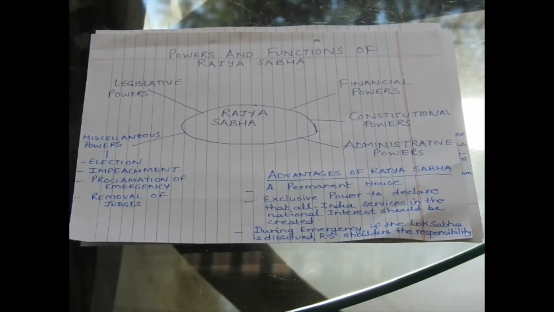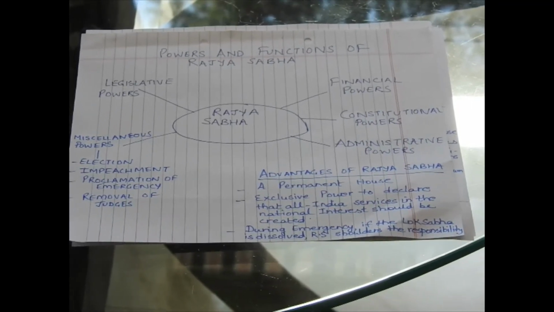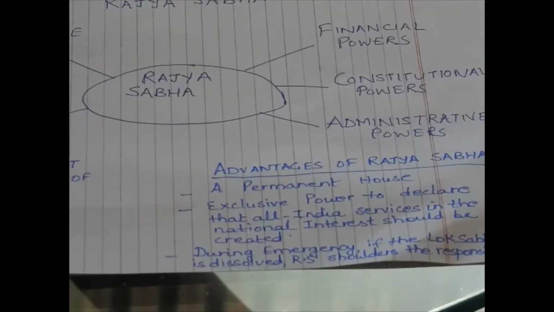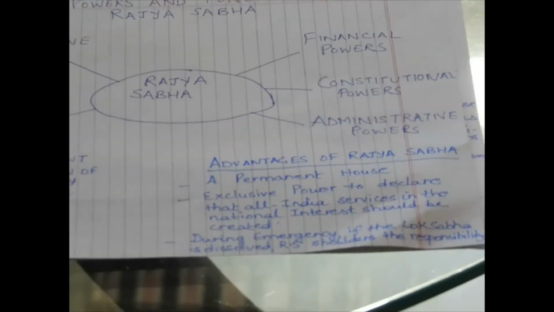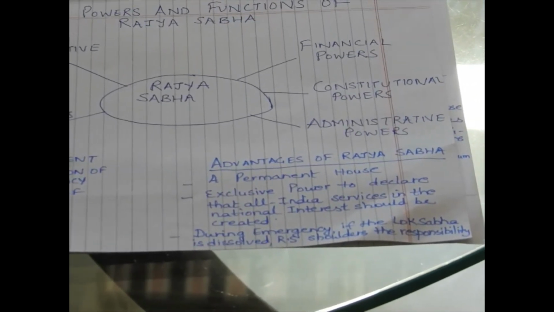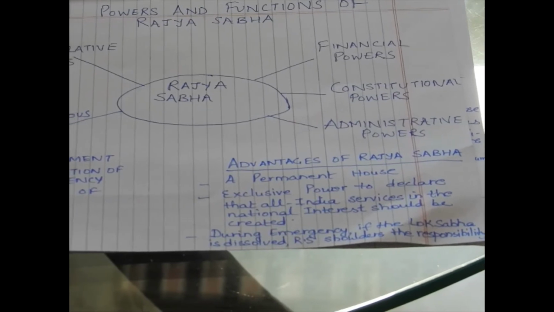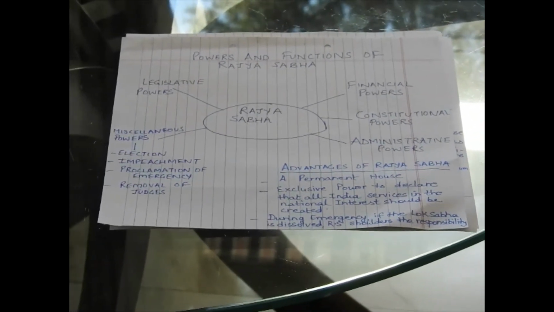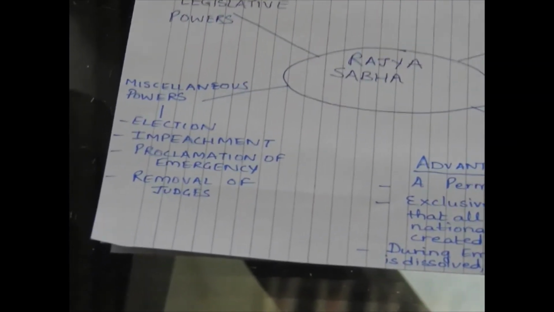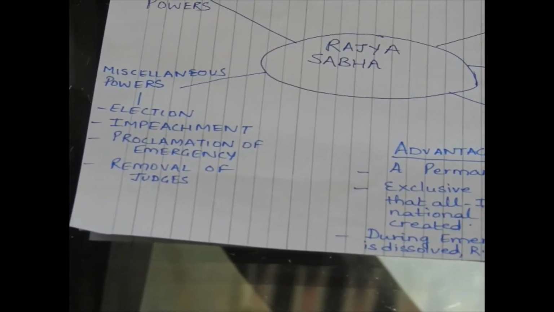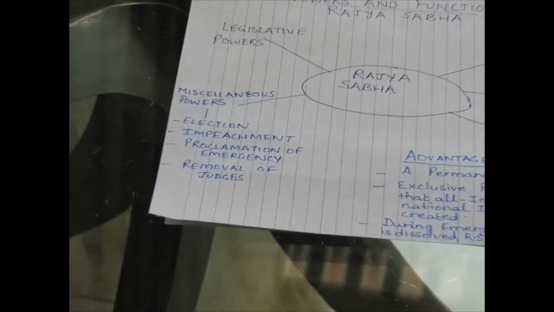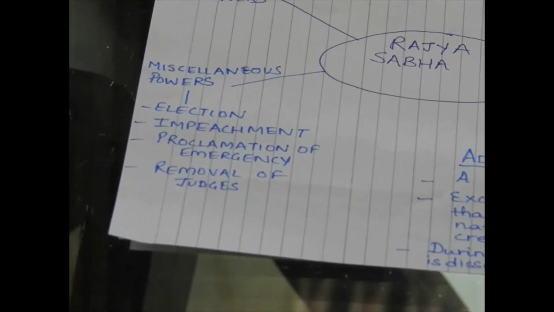Now let us come to the powers of this house, Rajya Sabha. Come to the legislative powers. All bills other than the money bills can originate in Rajya Sabha. No bill can become a law unless it is signed by both the houses of Parliament. If there is disagreement, the President may summon both the houses of Parliament in a joint meeting. At the joint sitting, issues are decided by a majority of the members of both the houses present and voting.